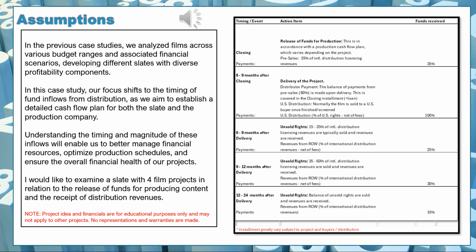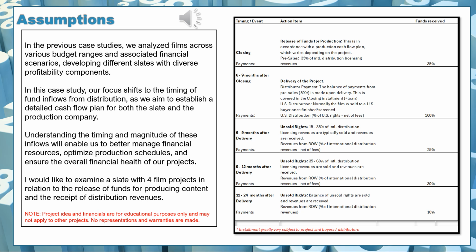The unsold rights of between 15 to 35% are normally generated in the time frame of 3 to 9 months after the delivery. I have now for us here assumed it's 25%. 9 to 12 months after delivery, the range that you can expect is between 35 to 60% of the international distribution revenues. I am applying a 30% component here, so I'm being a little conservative. And then 12 to 24 months is the balance of the unsold rights or whatever can be sold at that point that is being sold.